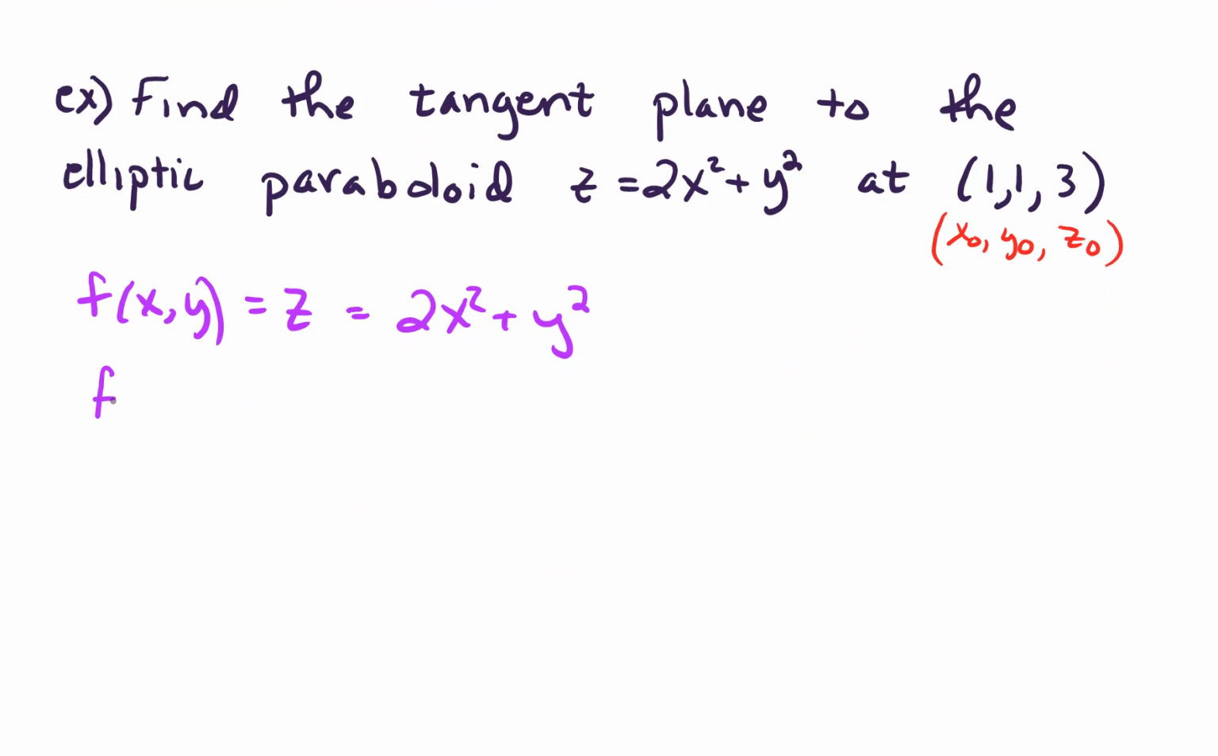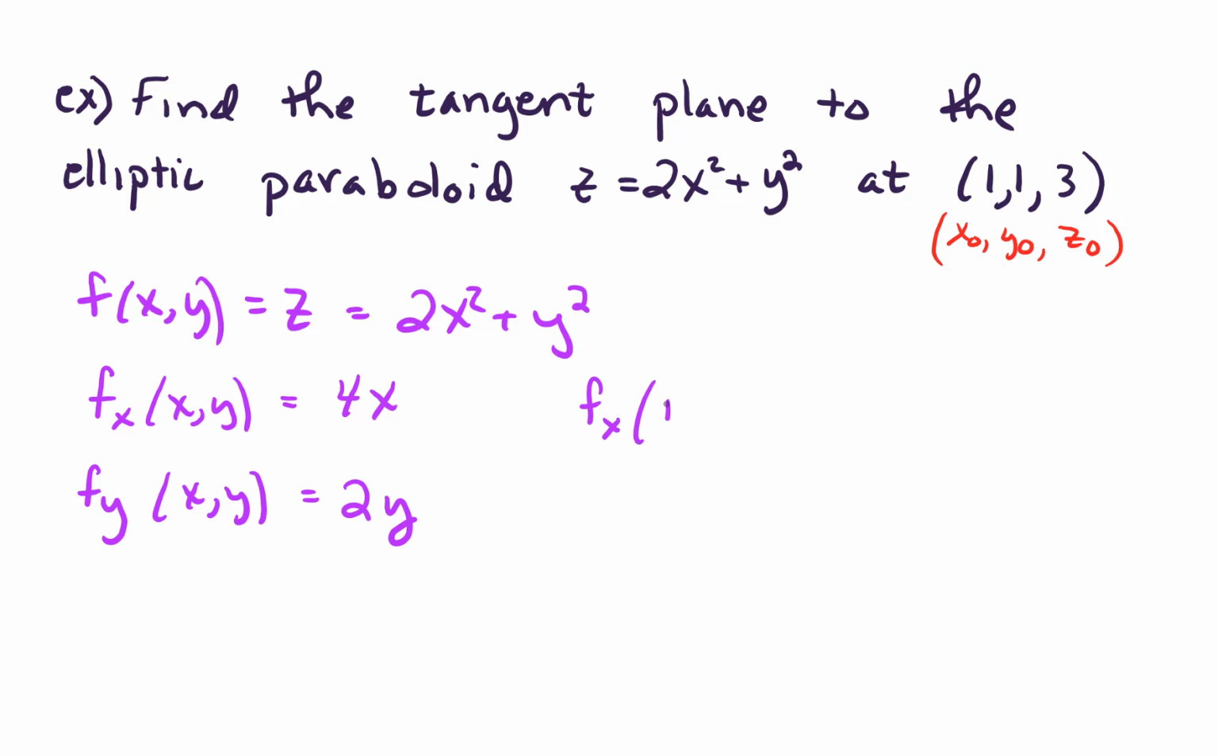The partial derivative with respect to x is a function of x y, and that looks like 4x. The partial derivative with respect to y is 2y. And now we're interested in evaluating at the point x naught, y naught, or 1, 1 in this case. So that's just 4, and the partial derivative with respect to y evaluated at 1, 1 is just 2.